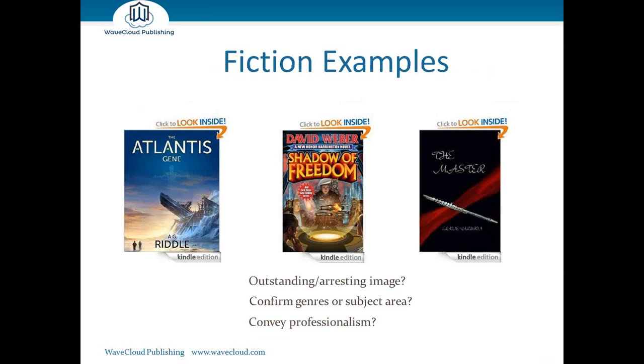Let's take a look at some fiction examples. So I happen to be a fan of science fiction, so I went out and picked some science fiction books that I really liked to help illustrate these same issues. Fiction books typically don't have a benefit promise. The benefit promise is escapism or entertainment or relaxation or whatever it is we read fiction books for. But here I've got 3 books. Notice, interestingly, their aspect ratio is slightly different. So the Atlantis Gene is a little bit wider of a book than Shadow of Freedom or The Master.